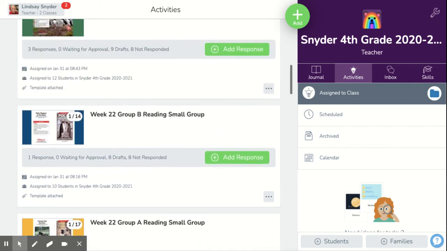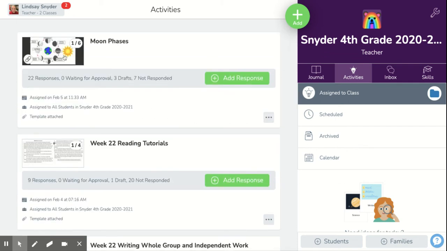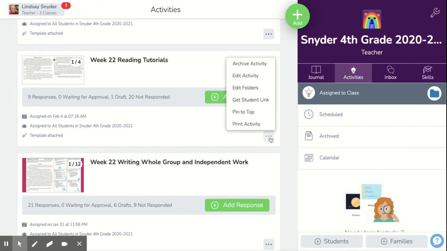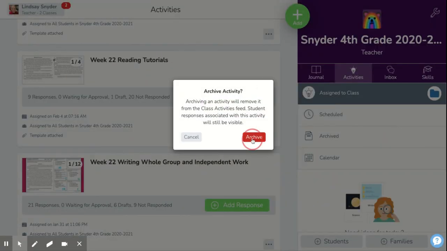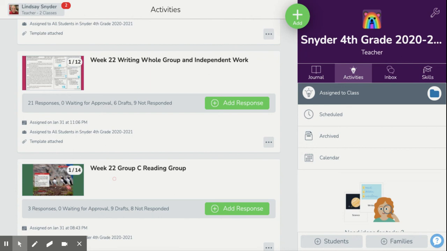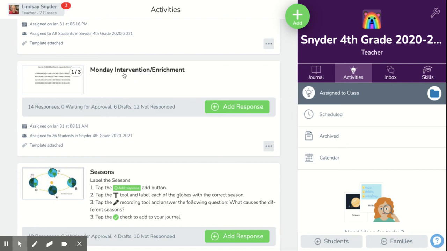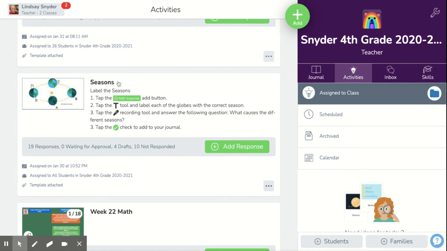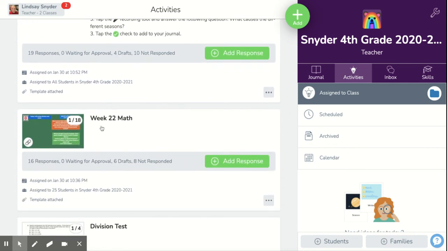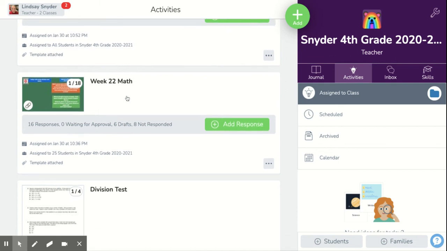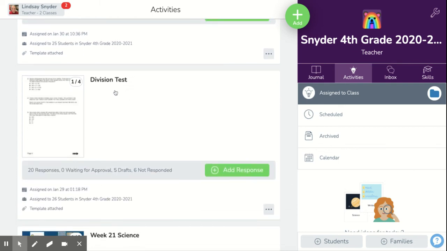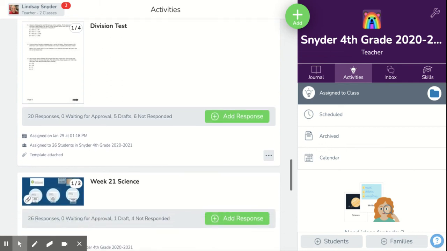But everything else that says week 22, so moon phases, let me go ahead and take off the tutorials because we're done with that. Let's see, writing should be finished. Reading should be finished. This Monday intervention enrichment, we did this together on Monday. That should be done. Seasons, we did that together. That should be done. Week 22 math, that should be turned in. And division test, I'm still waiting on some people to make corrections. That should be done. And then, of course, everything from last week should for sure be done.